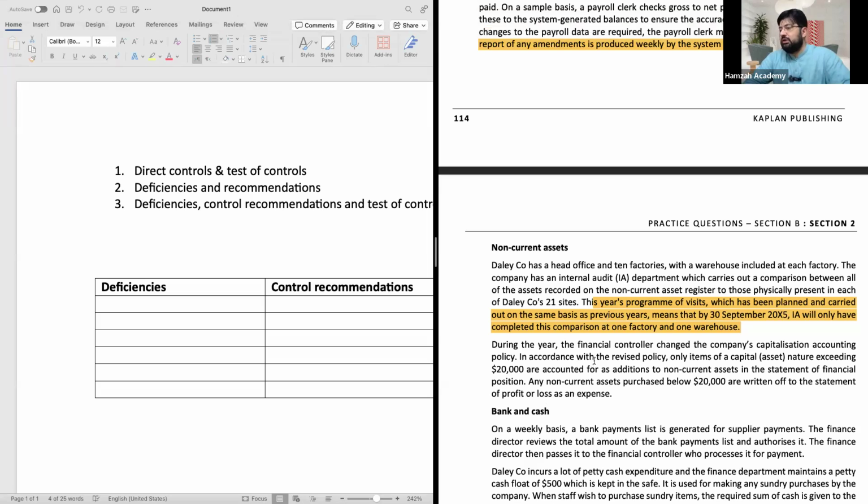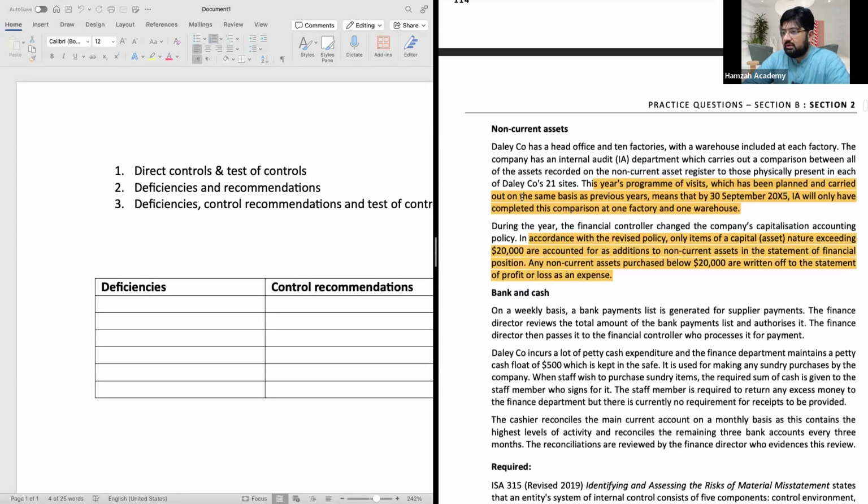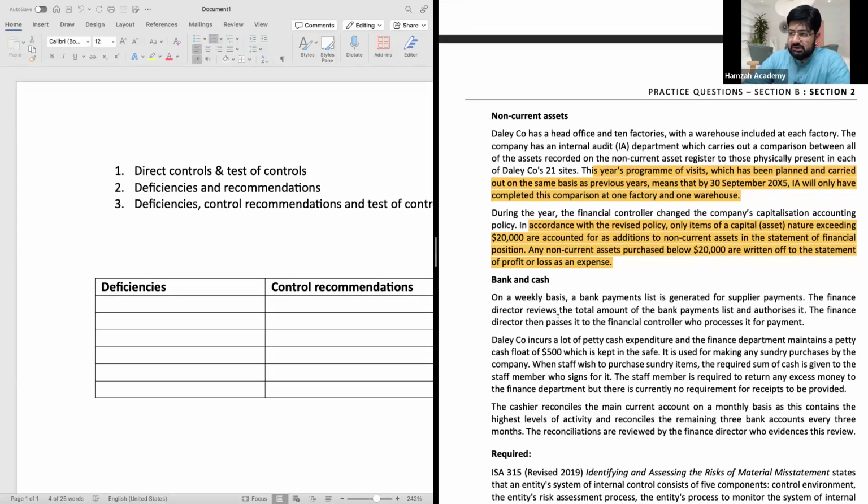Next point. During the year, financial control changed the company's capitalization accounting policy. In accordance with the policy, only items of a capital nature exceeding 20,000 are accounted for as additions. Below that, they are written off. $20,000 is huge. You can get a car for $15,000.